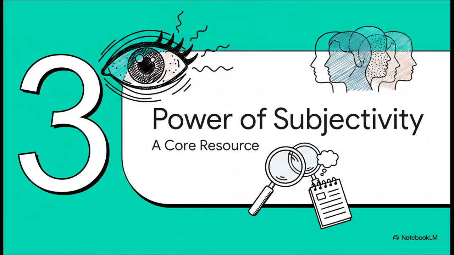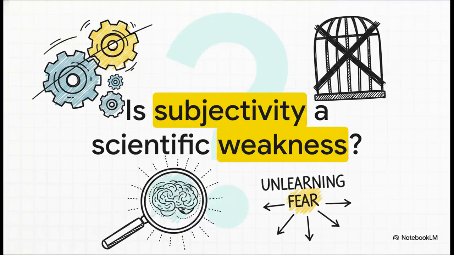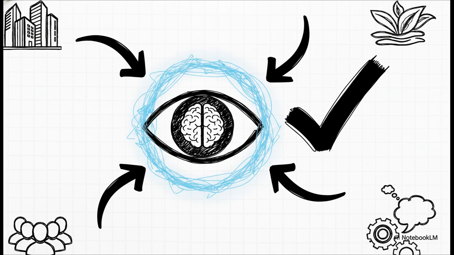Which leads us right into Section 3, the power of subjectivity. I want to pose a very direct question to the academic researchers and PhD students tuning in right now. Is subjectivity a scientific weakness? Think about it. For years, traditional quantitative methods have conditioned us to fear bias, to scrub out anything personal, and to hunt for this pure, untainted objectivity. But in advanced qualitative research, we have to completely unlearn that fear. We literally need to reframe what a lot of people consider a flaw into a uniquely powerful feature.